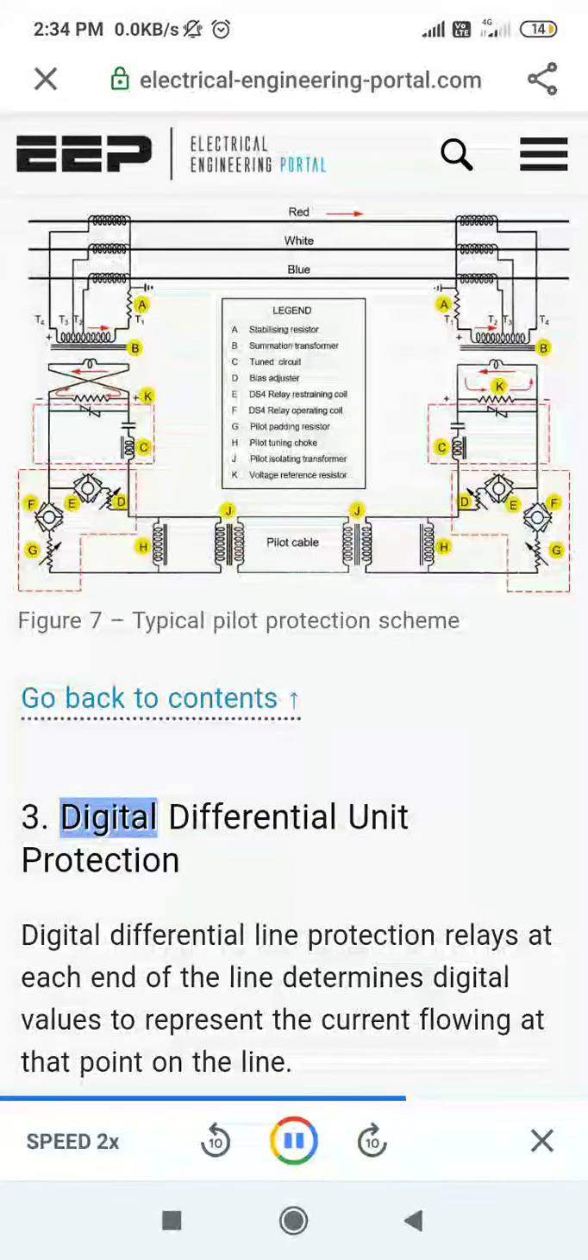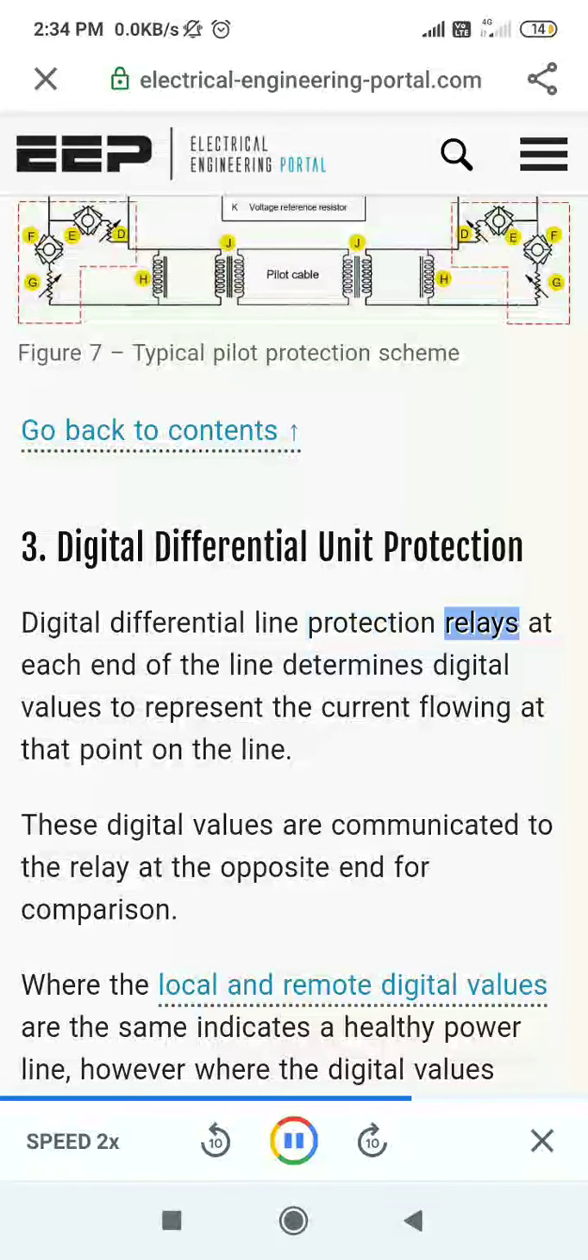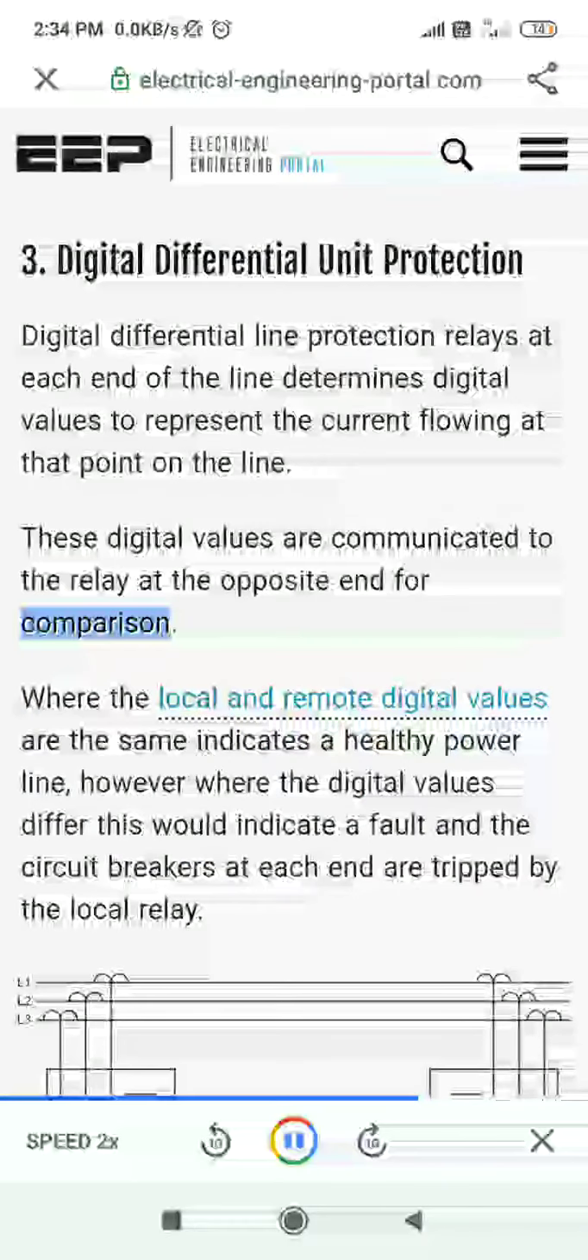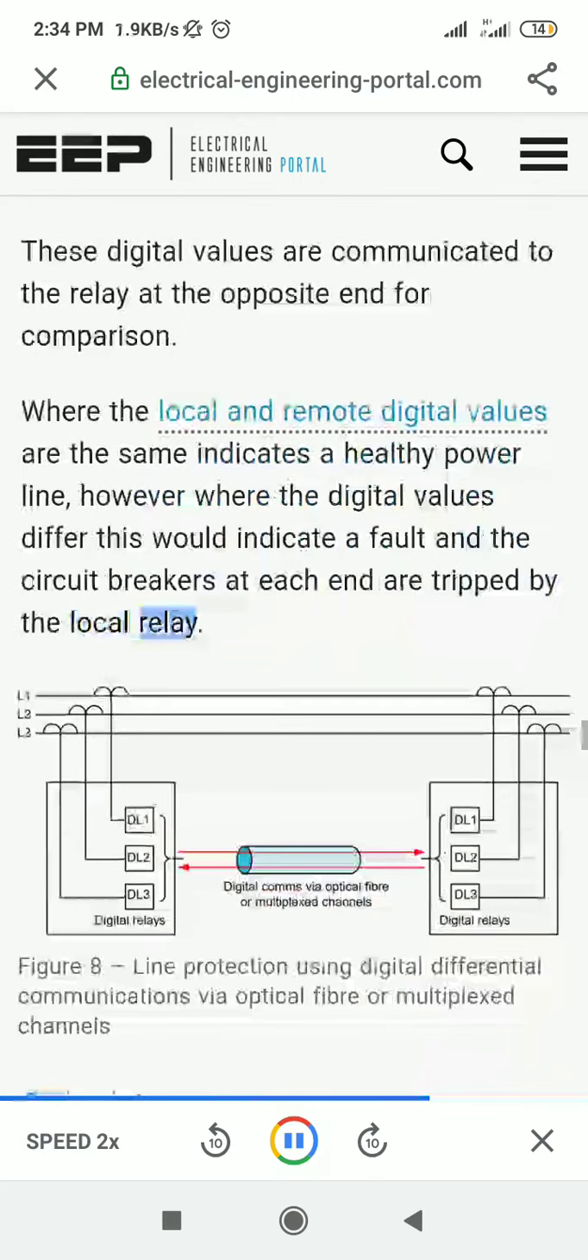3. Digital differential unit protection. Digital differential line protection relays at each end of the line determine digital values to represent the current flowing at that point on the line. These digital values are communicated to the relay at the opposite end for comparison. Where the local and remote digital values are the same, this indicates a healthy power line. However, where the digital values differ, this would indicate a fault and the circuit breakers at each end are tripped by the local relay.